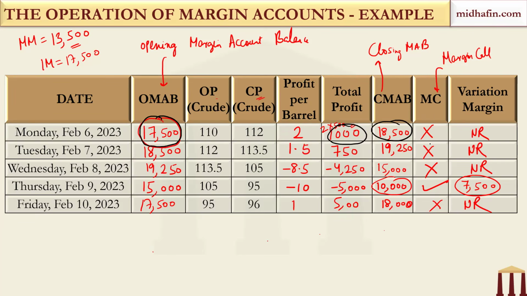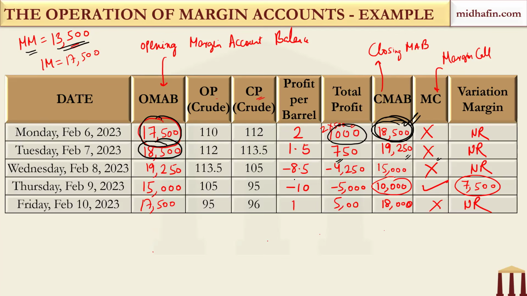Will there be a margin call? No, there will be no margin call because the maintenance margin is 13,500 and your margin account balance is still above the maintenance margin. So similarly for the second day. Now again, this margin account balance gets carried forward to the next day, 18,500, as per the simplified assumption we are using. Then the next day you have a profit of $750 based on the price movement. There is no margin call again.